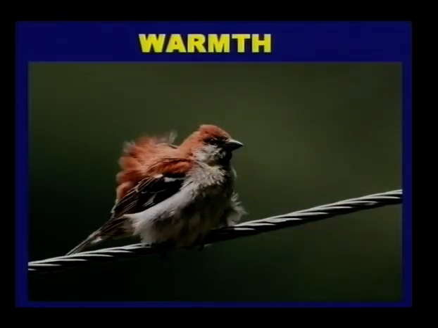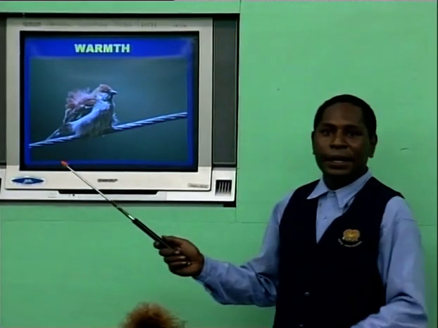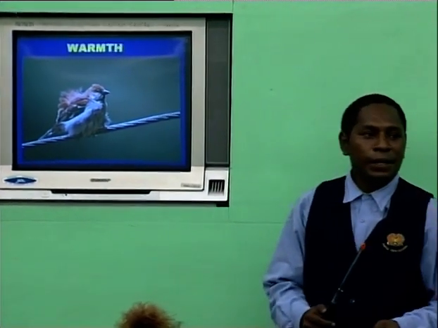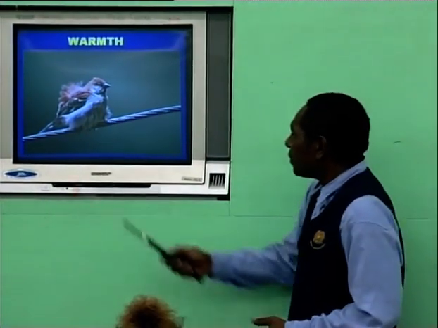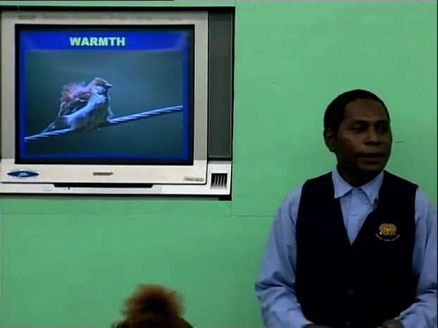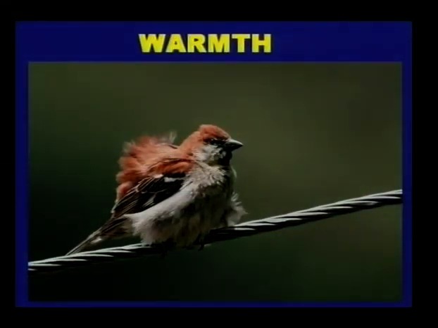The other use of the feather is that it's for warmth. It gives the bird warmth. So you can see our little friend here up on the what? Power line. Power line is probably cold, so he's trying to make himself warm. So maybe it's raining, so he's trying to make himself as warm as possible. Okay, so that is what the feathers are used for, to warm the bird.